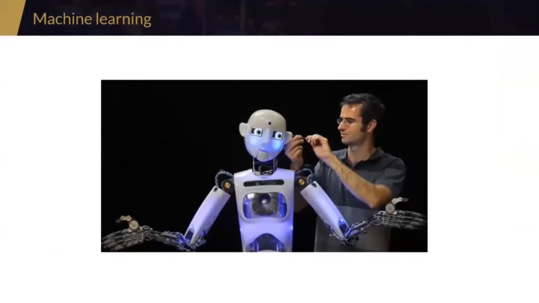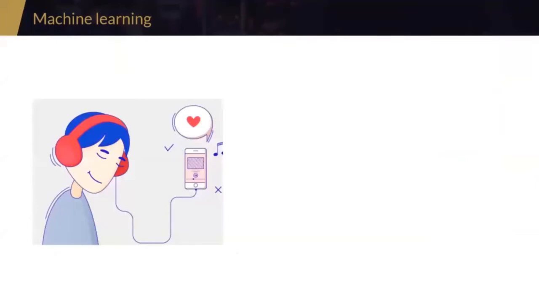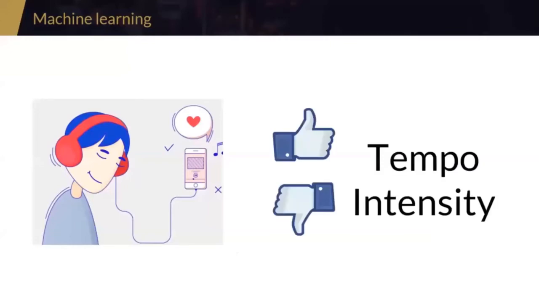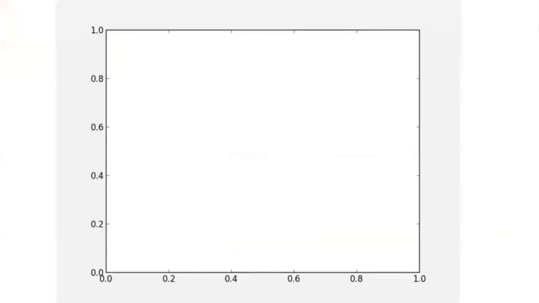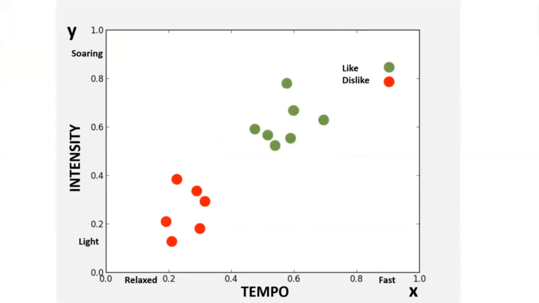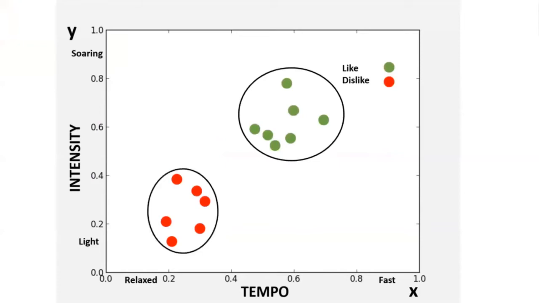In order for us to understand machine learning, we discuss the basics. Say this is you, and you want to listen to new music. You will like the music based on the tempo and intensity. So if you have this X and Y axis, and on your X axis you have the tempo, which ranges from relaxed to fast. And on the Y axis you have the intensity, which ranges from light to soaring. So if we have this data, we can create a decision boundary based on the like songs and dislike songs.